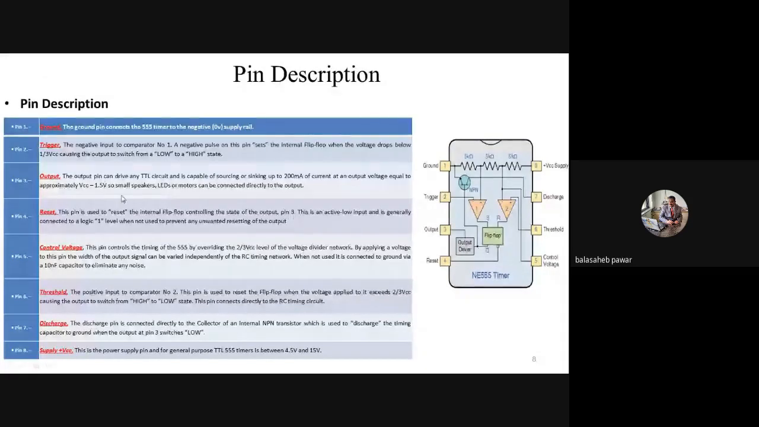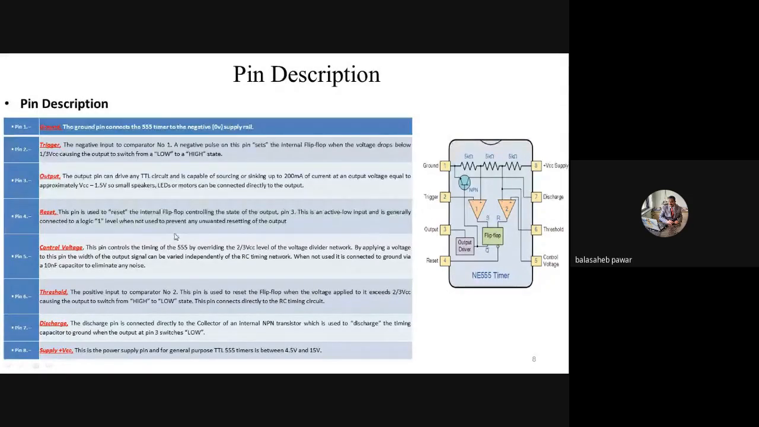That's why it is mentioned here that small speakers, LEDs or motors can be connected directly to the output. Now, the word motor is mentioned in general, but it is not like any motor we can connect. You have to check how much is the current requirement or maximum consumption of that motor. Then you can connect it directly to its output terminal.